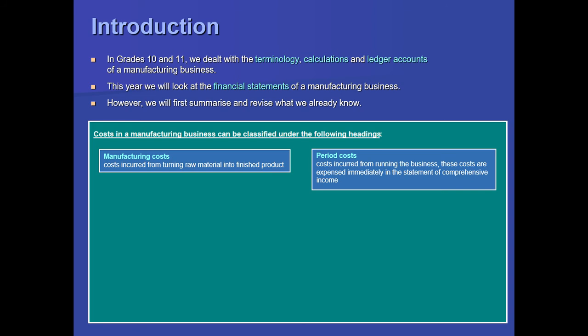Cost in a manufacturing business can be classified under the following headings. We've got manufacturing cost. Basically, these are costs that are incurred to make a product. And then we've got period cost. Period costs are simply those costs that we incur to run the business. Those costs are expensed immediately in the statement of comprehensive income. However, manufacturing cost is divided into the following.